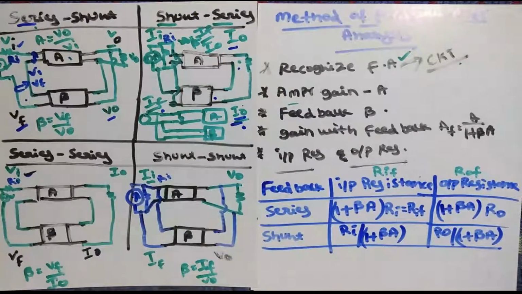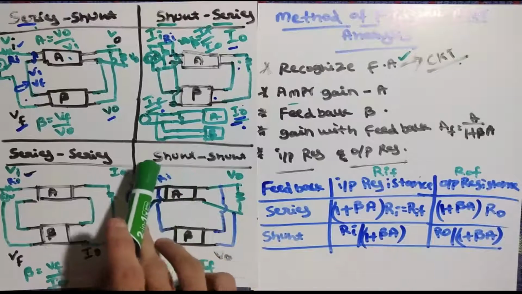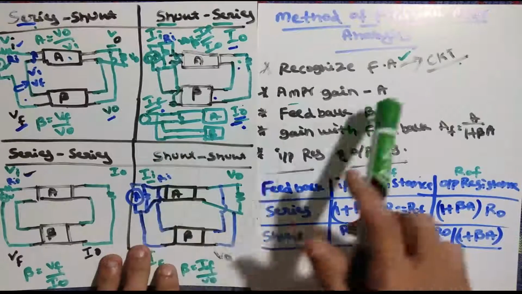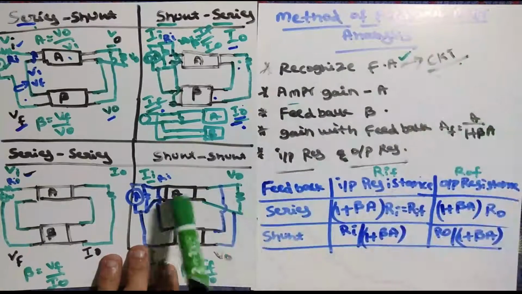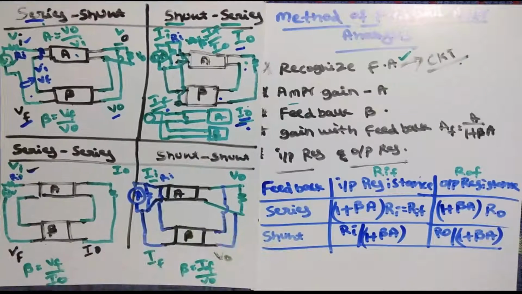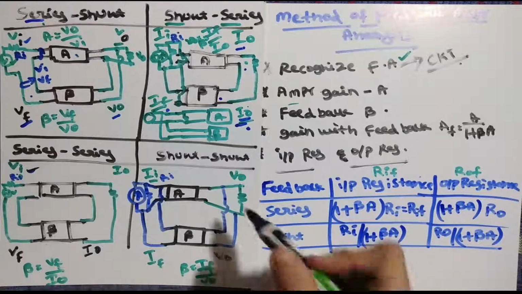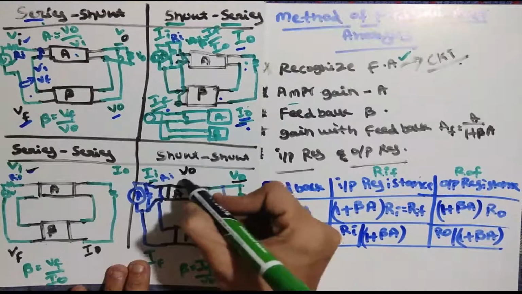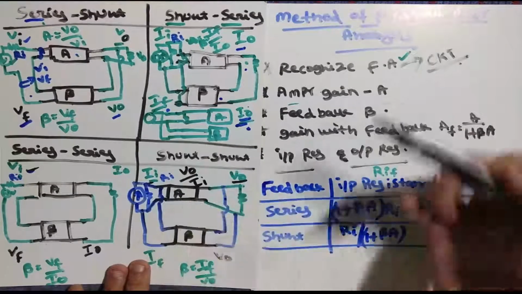Here I have not explained individually, I explained together, but in the exam you have to write all of those individually. If I take one more example, shunt and shunt, if they ask for shunt-shunt, you have to write this block diagram. Then you have to find out the amplifier gain. For this, the output is V0 and the input is Ii, so the amplifier gain is V0 divided by Ii.